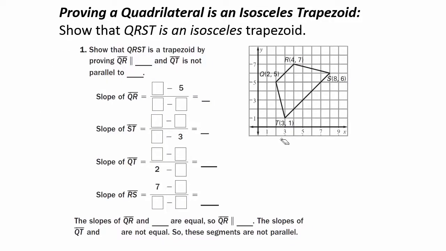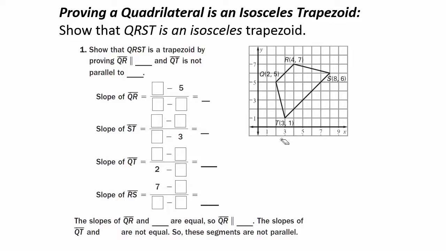Example number 2, proving a quadrilateral is an isosceles trapezoid. Show that QRST is an isosceles trapezoid. Remember, an isosceles trapezoid has two parallel line segments and its legs are congruent. So there's two steps that we need to do to show that this trapezoid is an isosceles trapezoid.